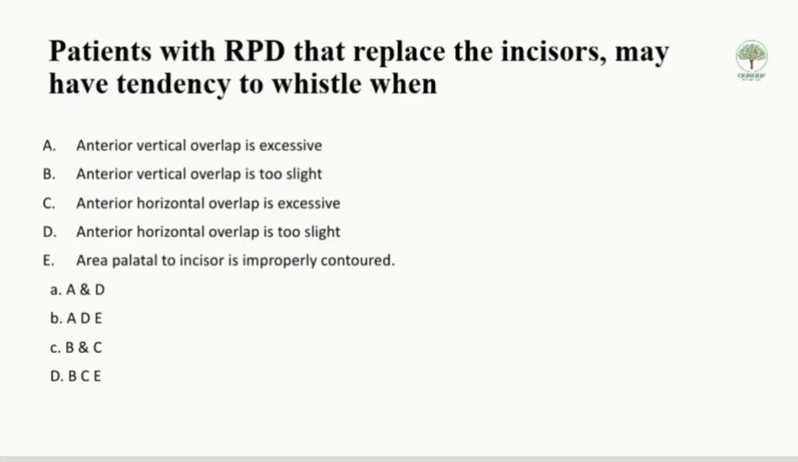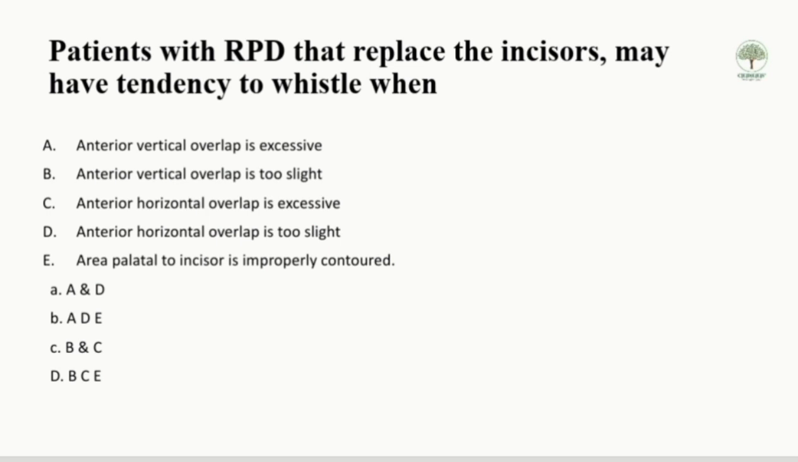We go on to our next question, which says a patient with a removable partial denture that replaces the incisors may have a tendency to whistle when, and you have five options given: when there is increased anterior vertical overlap, when there is decreased anterior vertical overlap, when there is increased anterior horizontal overlap, when there is decreased anterior horizontal overlap, or when the area palatal to the incisor is improperly contoured. And then you have options wherein multiple options could be correct. The answer goes for multiple options.